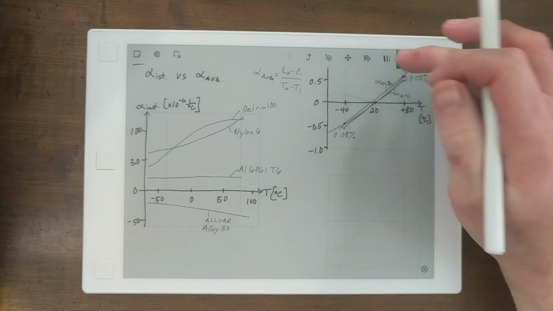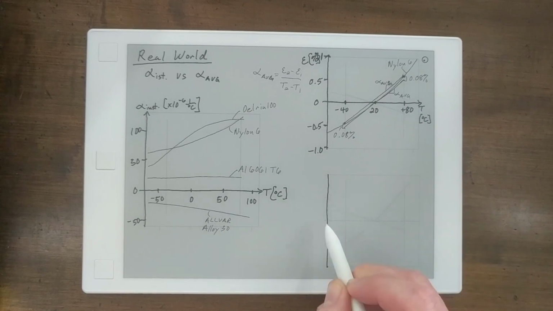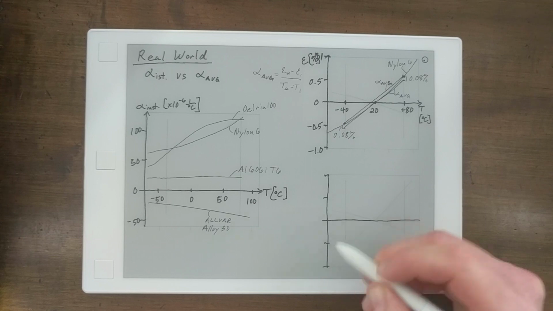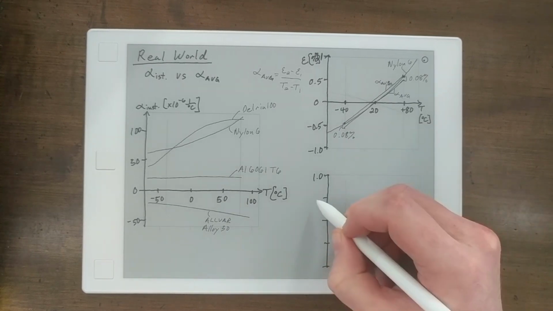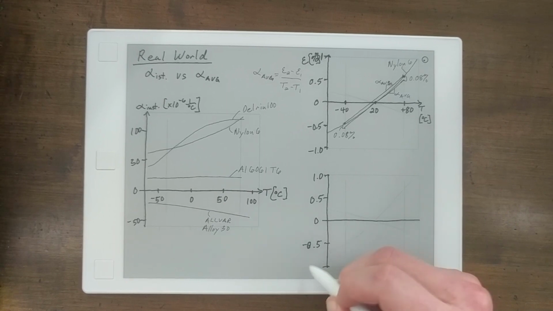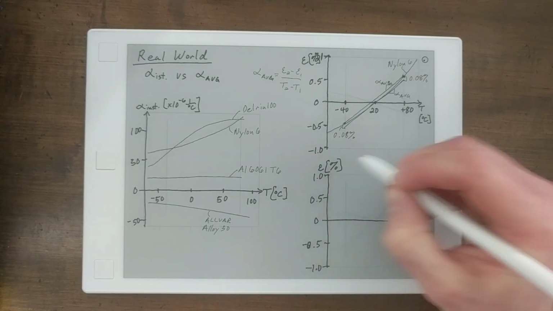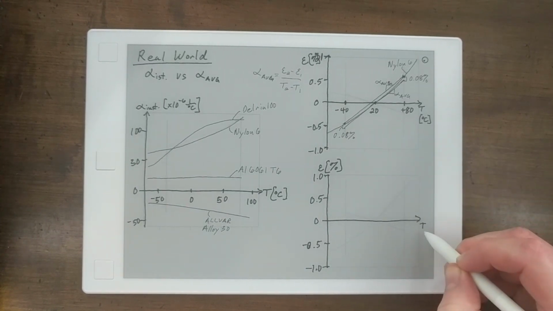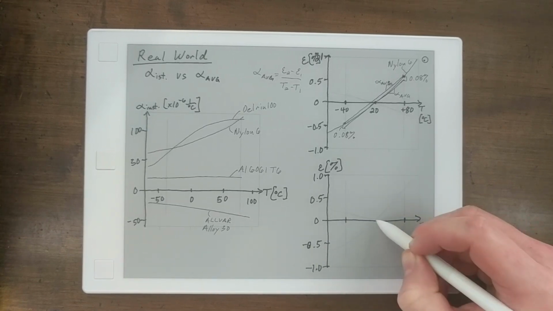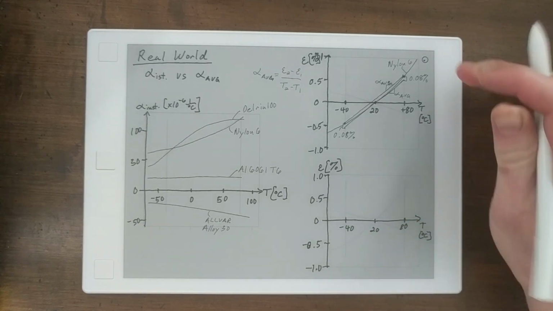If we take a look at Delrin, we see something very, very similar. And we're going to use kind of the same scale. This is 1.0, 0.5, 0, negative 0.5, and negative 1. This is strain in percent, and this is temperature in degrees Celsius. 20, 80, negative 40.